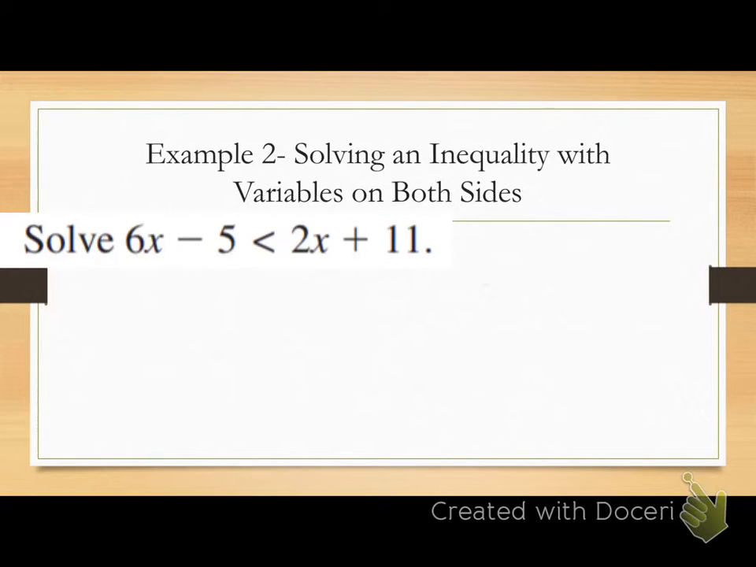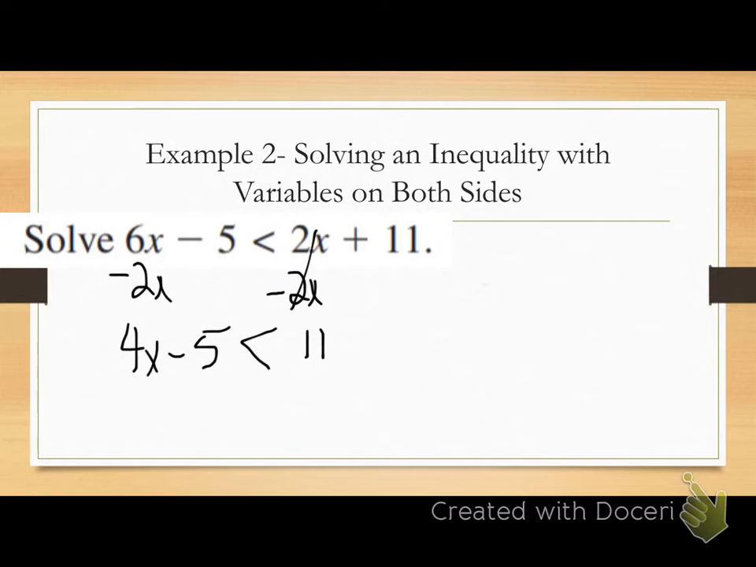What would be my first step if I'm trying to get my variables on the same side? Subtract 2x from both sides. Very good. So I'm trying to get my variables on the same side as each other. What's 6x minus 2x? 4x. Does my symbol flip or stay the same? It stays the same. Any questions with that first step? Did my variables cancel each other completely out? No, they did not. So I'm just solving it like normal now.